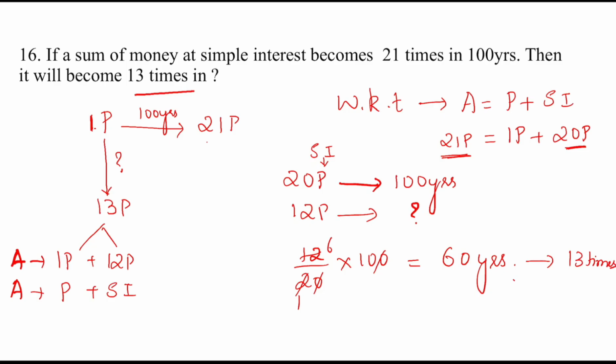So with this I have covered all types of problems and the very easiest method to solve all these problems. The easiest method I have used is SI in terms of percentage, that is R% into T. Using this one concept I have solved all the problems, and using this concept any problem we can solve easily. So with this the simple interest topic is completed.